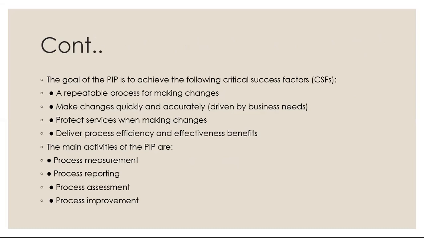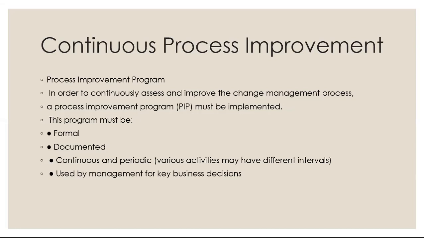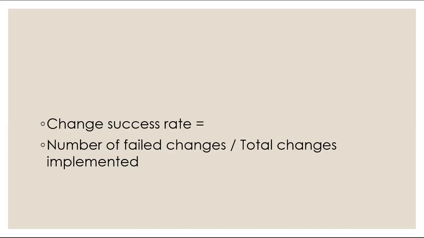The main activities of the PIP are basically related with process measurement, process reporting, process assessment, and process improvement. So these are all related with the PIP, the process improvement program. Then the change success rate is equal to the number of failed changes divided by total changes implemented. So this is how we see the change success rate of the organization.